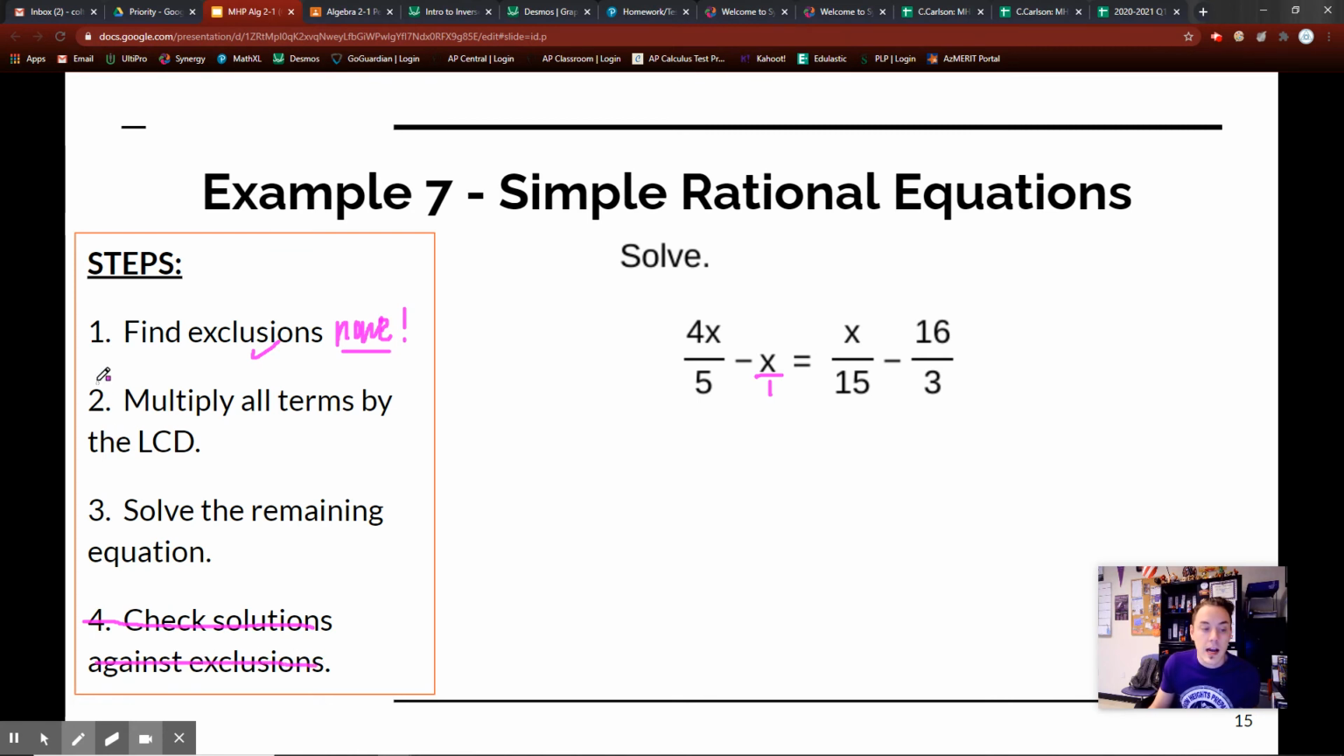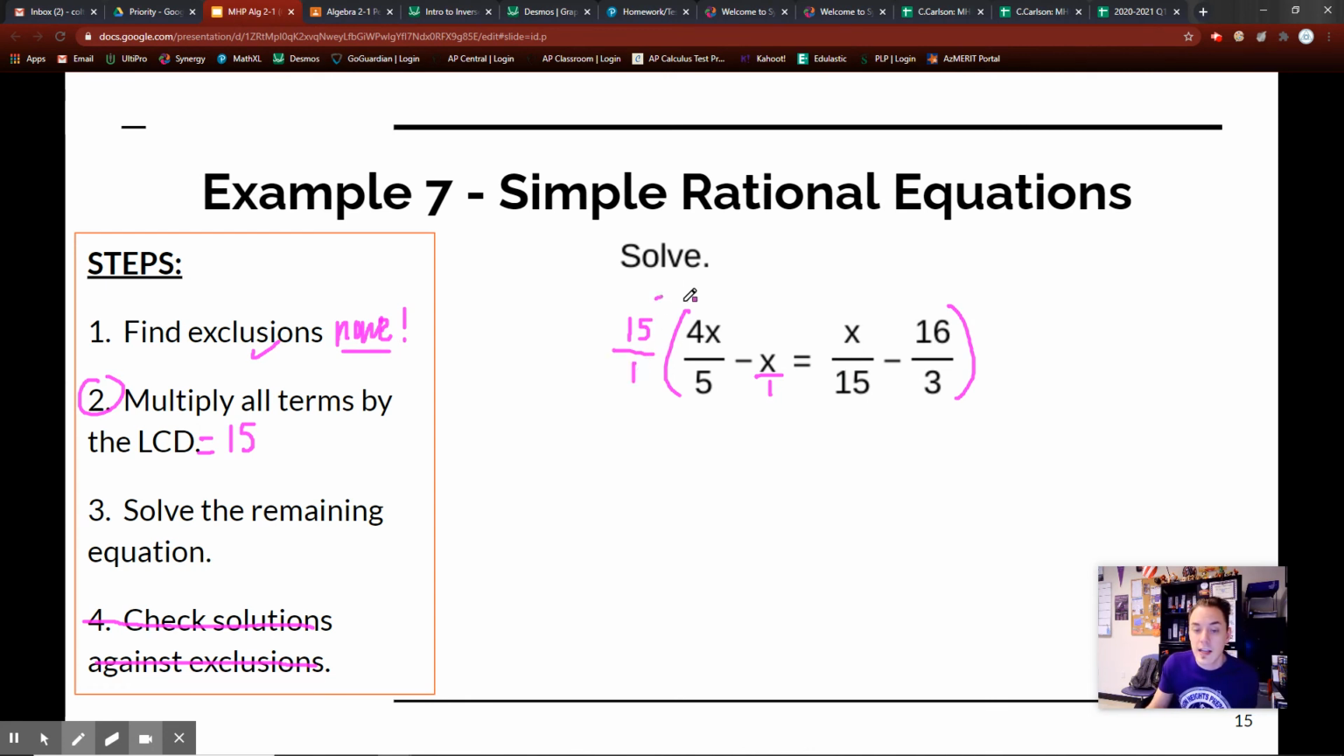Okay? Now, what is step 2? Step 2 is multiply by my LCD. What's my LCD? My LCD is that number that each of my denominators can go into evenly. In this case, we already had this LCD before, but it's 15, because 5 goes into 15 evenly, 15 goes into 15 evenly, 3 goes into 15 evenly, and so forth.